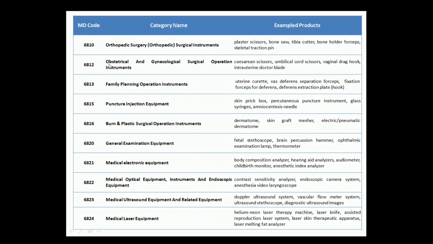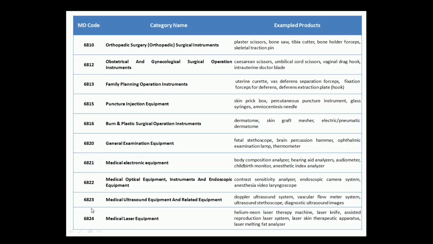And we got 6812. It's a gynecologic surgical operation instrument. So it goes for the vaginal jack hook and the intra-aortal blade. And so 13 is for family planning operation instruments. So it's talking about devices used within the family, and it's very tiny and very easy to control. Also, 20 is general examination equipment, like spring, percussion hammer, examination lamp, and thermometer.